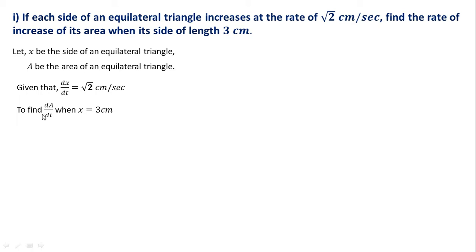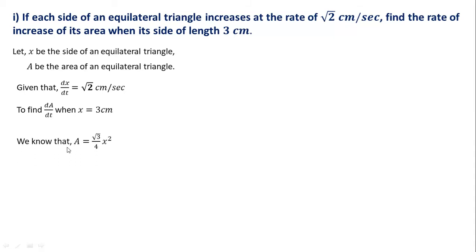And what we have to find out? We have to find out dA by dt, the rate of change of area with respect to time when x is equal to, see here, side of length 3 centimeter. That's why x is equal to 3 centimeter. So this is the given condition, and this is what we have to find out when x is equal to 3 centimeter. Now in such type of questions, first of all, we require the formula of area of an equilateral triangle. You must know the formula of area of an equilateral triangle.